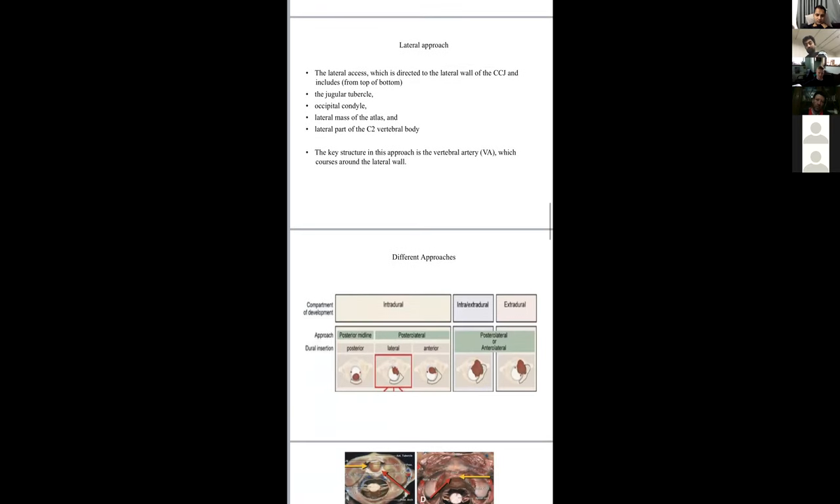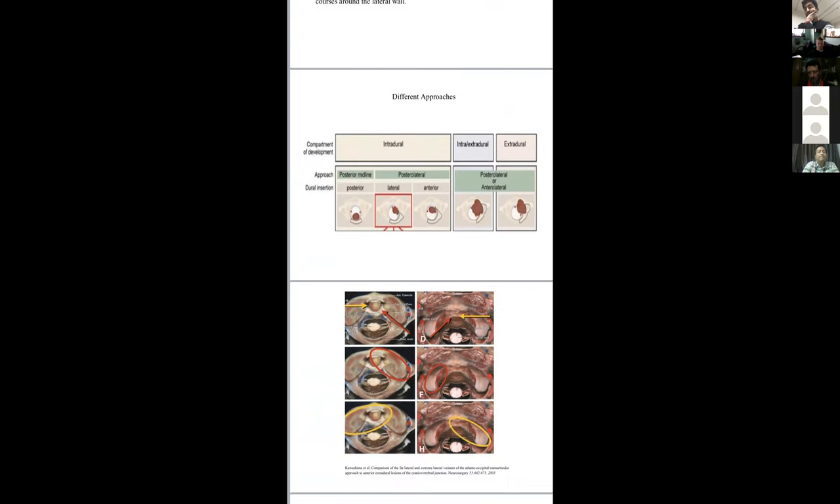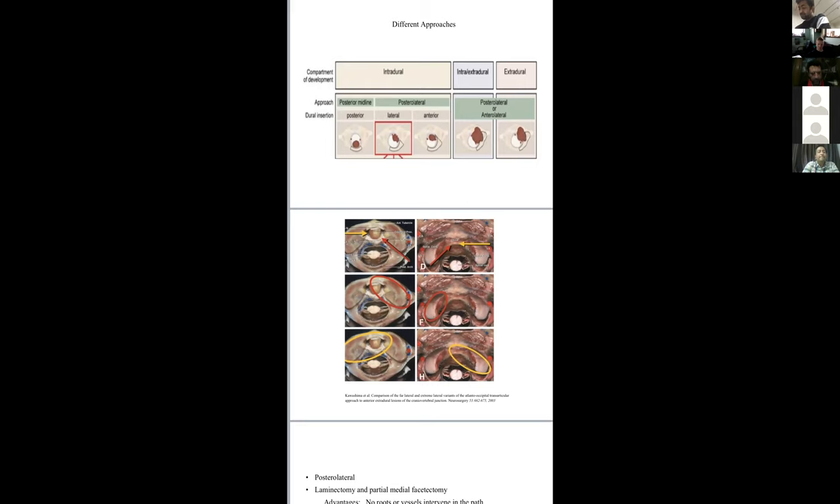So this is the graphical representation of different approaches. If the tumor is intradural and posterior midline, then a posterior approach can be done. If the tumor is lateral or anterior, then a posterolateral approach can be done. If the tumor is intradural and also extradural, then a posterolateral or anterolateral approach. If the tumor is extradural only, then again a posterolateral or anterolateral approach. So this is a graphic diagram. The yellow arrow shows the far lateral approach, and the red arrow shows the lateral approach. Basically, in the lateral approach, we remove the occipital condyle or the C1 or C2 medial facets. In the far lateral approach, we also sometimes remove the dentate ligament.